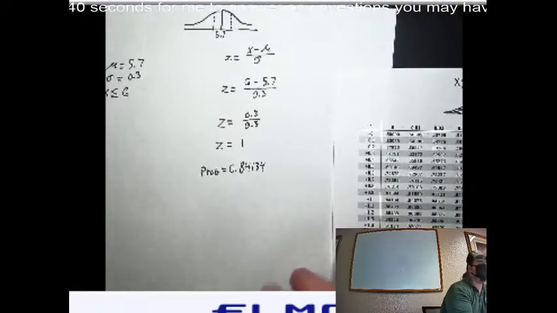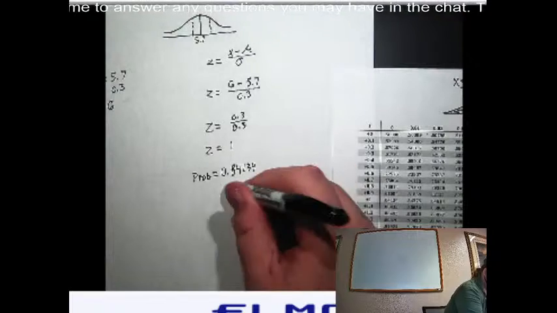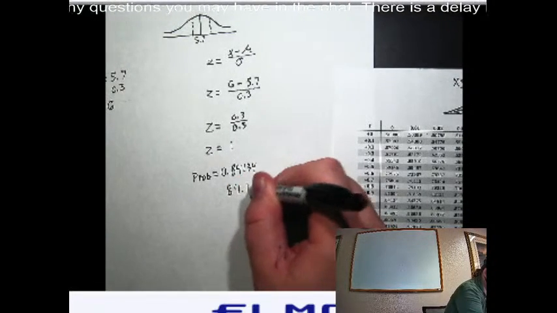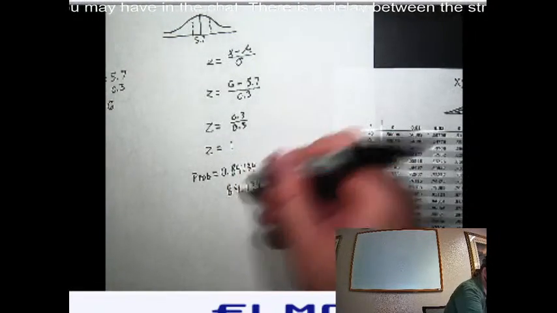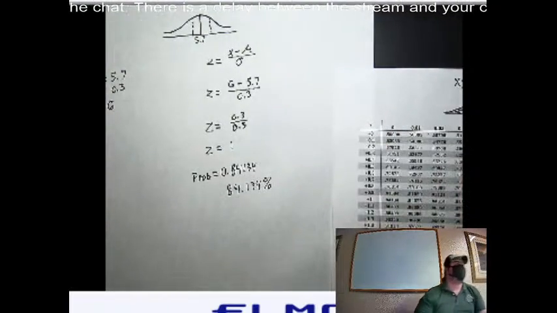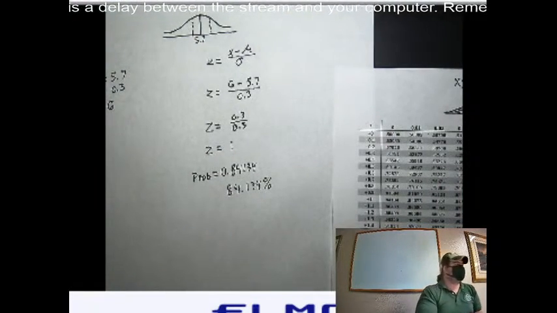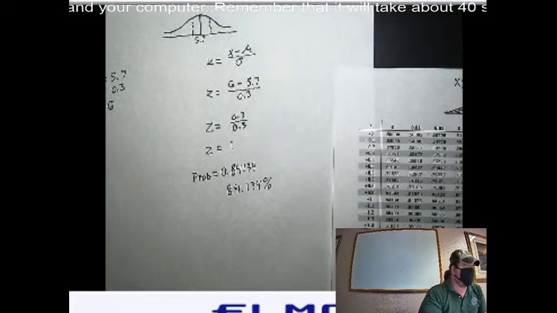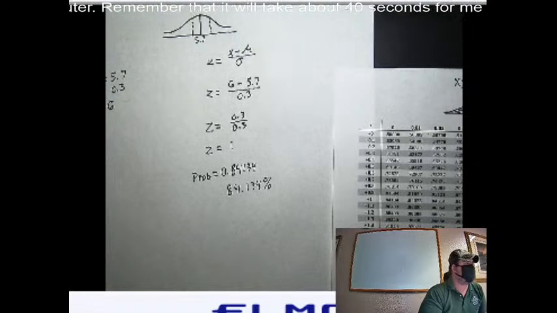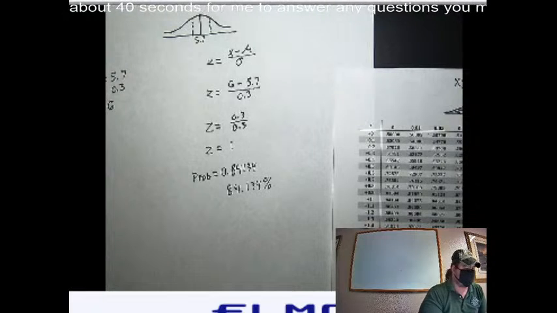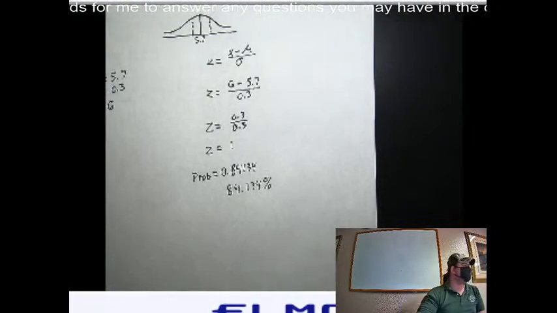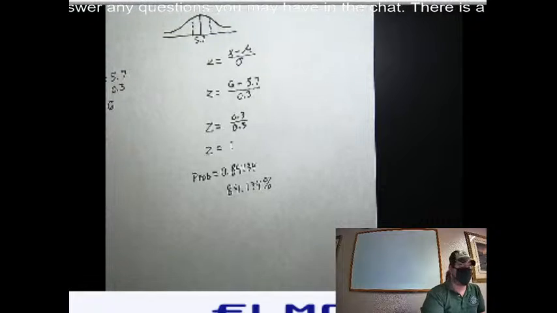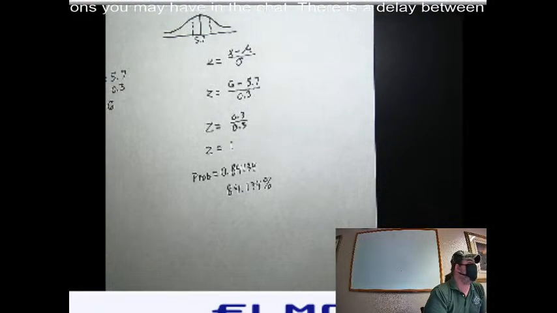Of course, this means that 84.134% of people are 6 feet or below. Which makes sense. Yeah, most people are going to be 6 feet or below. There's not a whole lot of people out there that are really, really tall. Does that make sense? Okay. Any questions? None? All right.